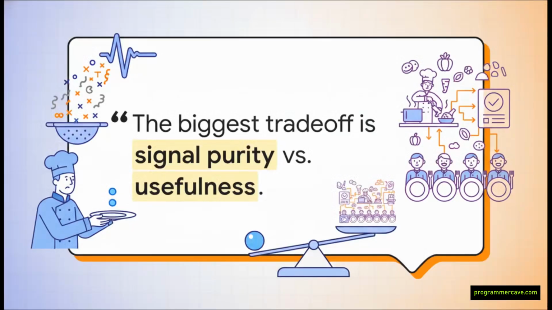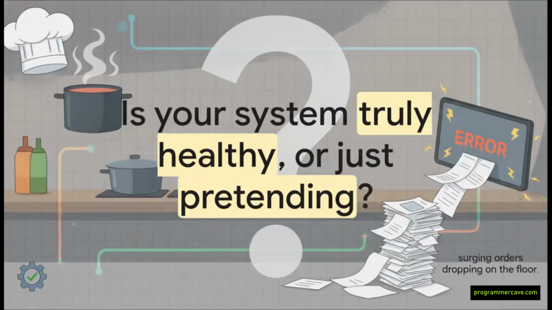I love this quote. The biggest trade-off is signal purity versus usefulness. It absolutely nails the true architectural challenge we face here. When you're designing these checks, you're constantly forced to balance keeping the signal pure, which means avoiding those nasty restart loops by not overcomplicating your liveness probe, while also ensuring the checks are actually useful and strict enough to stop traffic from slamming into unready instances. It's a delicate balance.